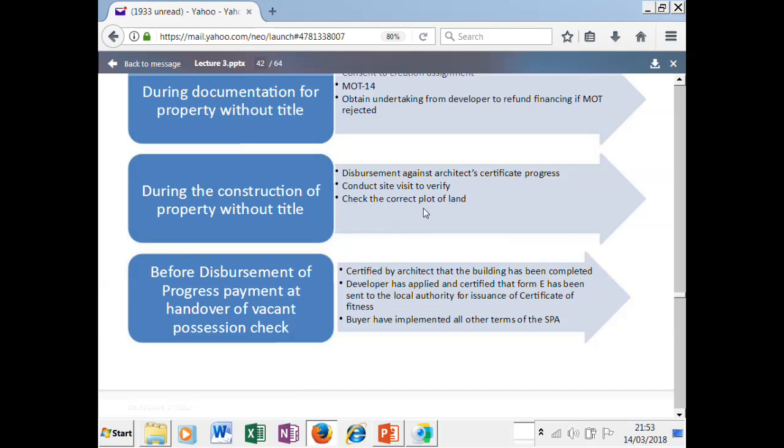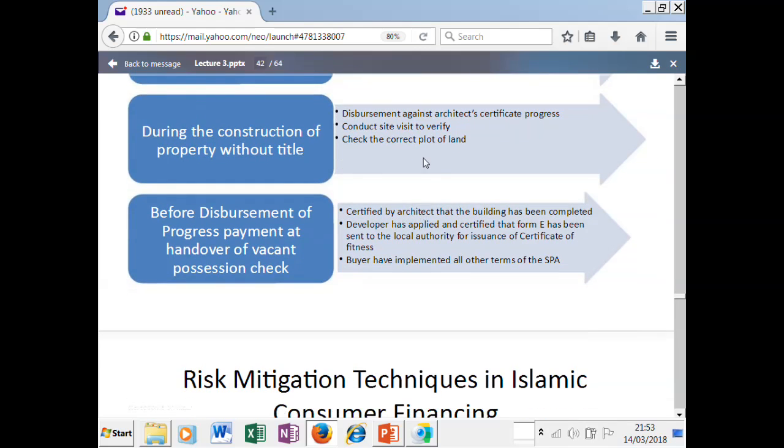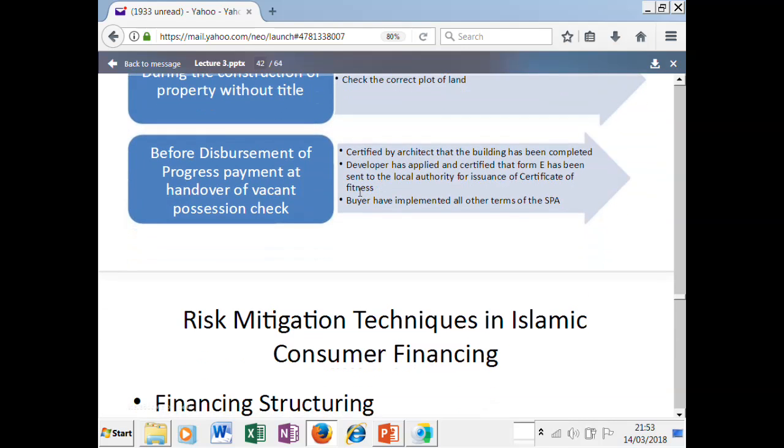And then check the correct plot of land. It is very important. Site visit is very important. Last time, in one case when I was in the bank, they sold land which was under the water. The bank financed it, and did not go for a site visit. So what to do?